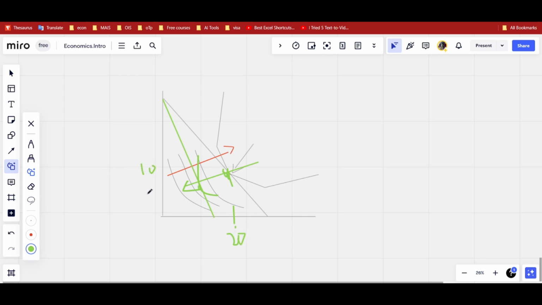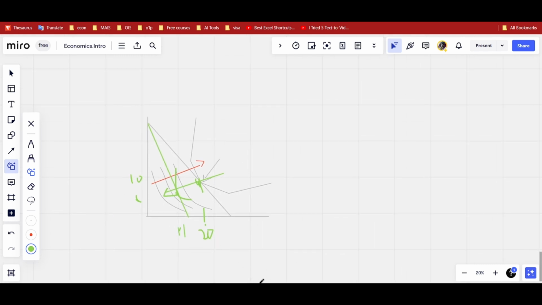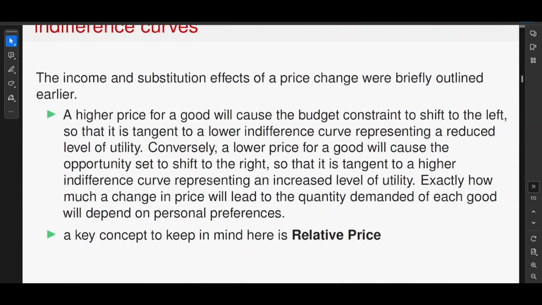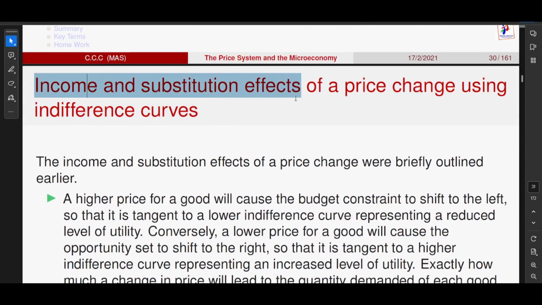You're now able to buy only, let's say, 6 apples and like 14 bananas. So of course the amount of products that you can consume has decreased, so the amount of satisfaction that you used to get from these products has decreased also. Continuing from there, we're saying that the income and substitution effect on the price change using indifference curve.